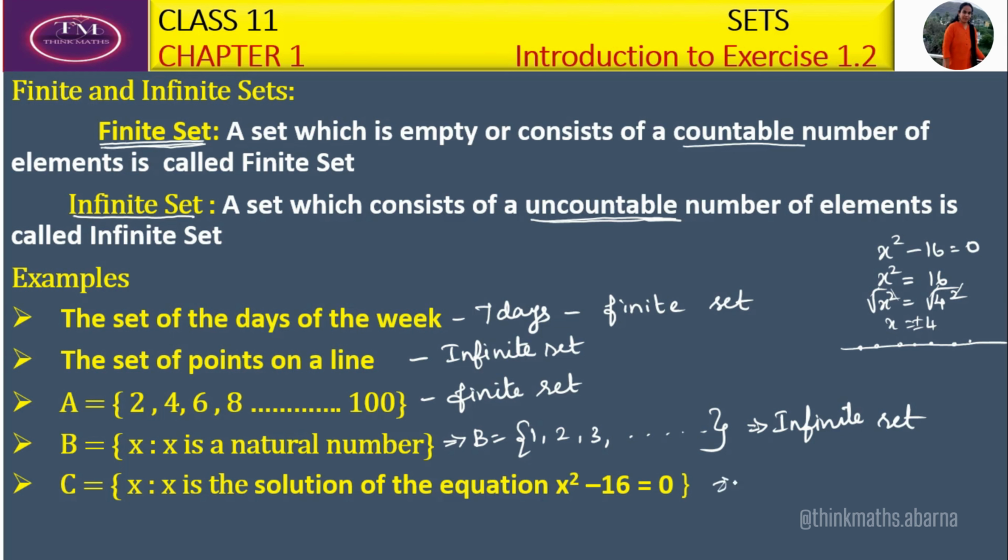So C is equal to {minus 4, 4}. We can count this. There are two elements in this set, so this is a finite set. If we are able to count, then it is finite. If we are not able to count, as we cannot count the number of natural numbers and we cannot count the number of points on a line, then those sets are all infinite sets. I hope you can understand what is a finite and infinite set.